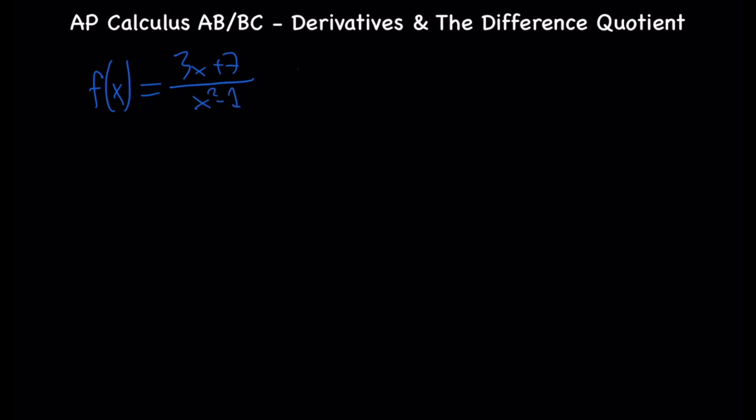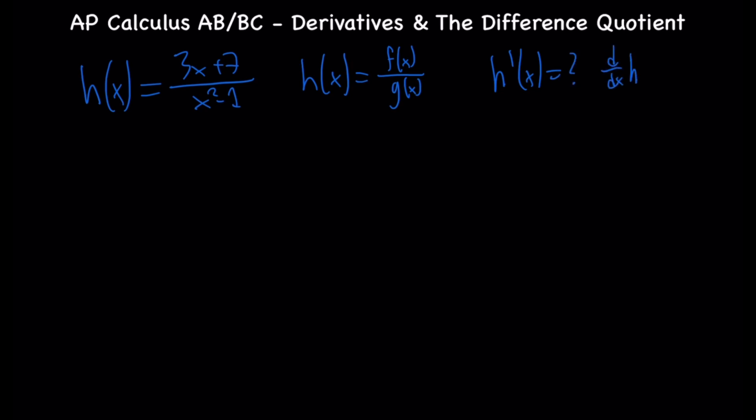Oh, by the way, just so if you're confused which one is f of x and g of x, this is what you're going to want to use. f of x is in the numerator, g of x is in the denominator. Probably better if I rename this to h of x, just so we don't overcomplicate things. Okay, now we want to find the derivative of h of x, or in other words, d over dx of h of x.